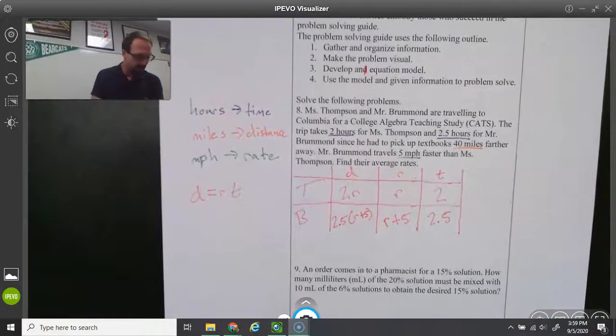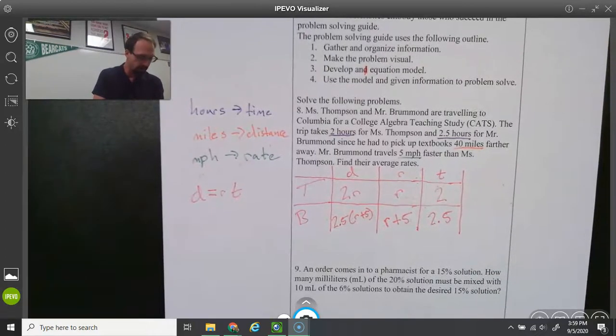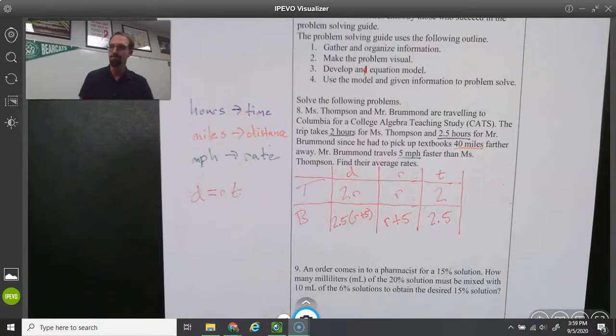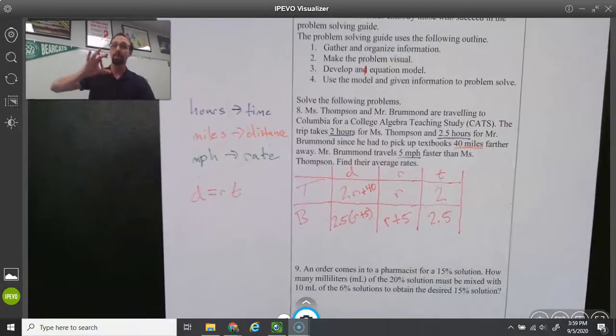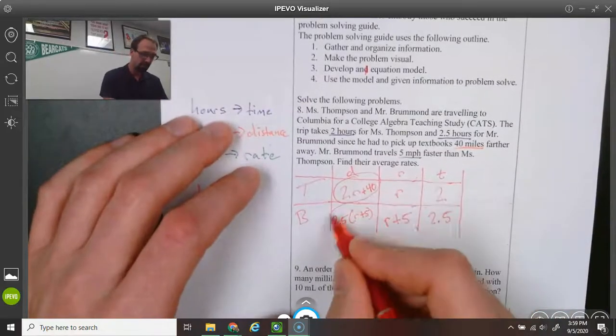And then to make these equal, Mr. Brumman is traveling 40 miles farther away, so we have to keep that 40 miles in mind. If we want the distances to be the same, then if he traveled 40 miles farther away, we can just add those 40 miles to Ms. Thompson's distance, and that will make them equivalent. So we can set these equal to each other and then solve.